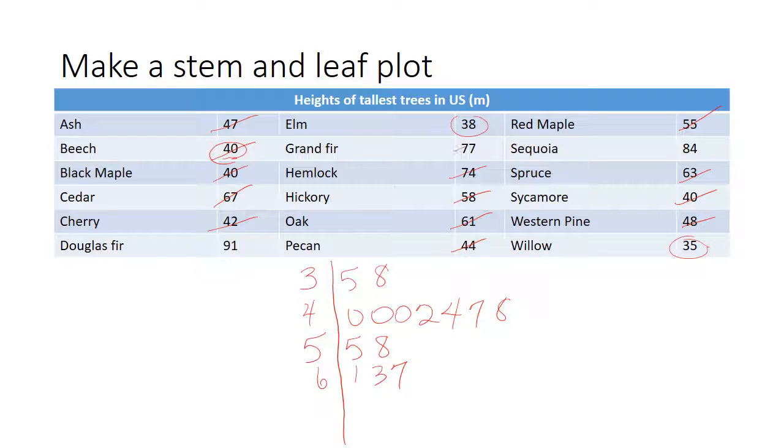Got a 74 and a 77. We have an 84, running out of room, and a 91. So that would be our stem and leaf plot.